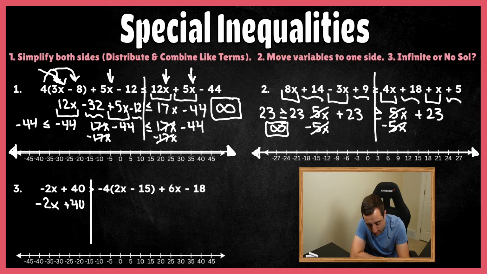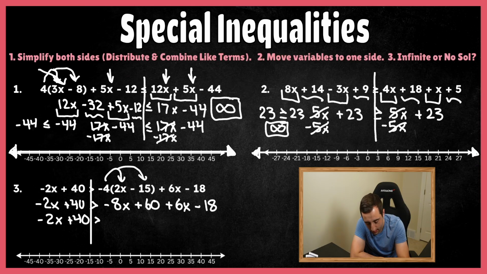We have the greater than symbol. I see distributive property on the right side, so let's do that. Negative 4 times 2x is negative 8x. Negative 4 times negative 15 is a positive 60. And then we're going to bring down that plus 6x and the minus 18. Again, can't do anything with the left side. We're just going to continue that down.